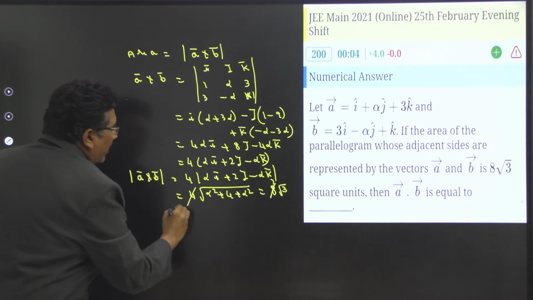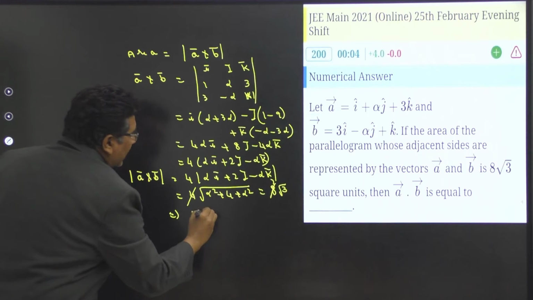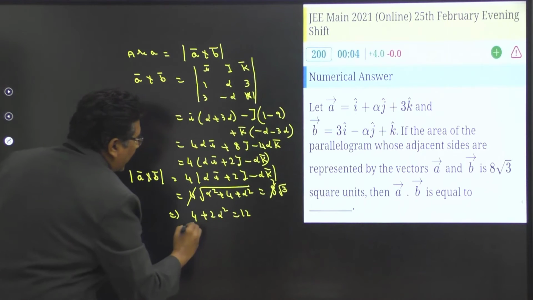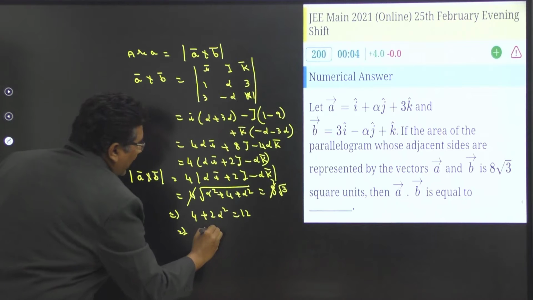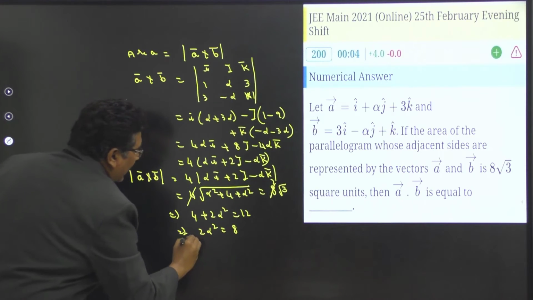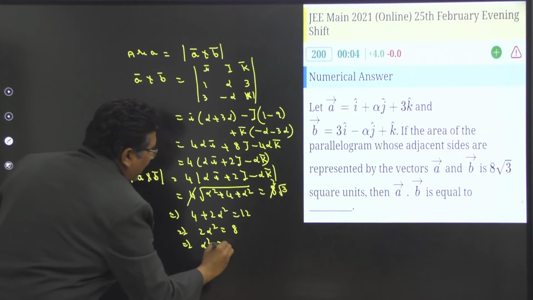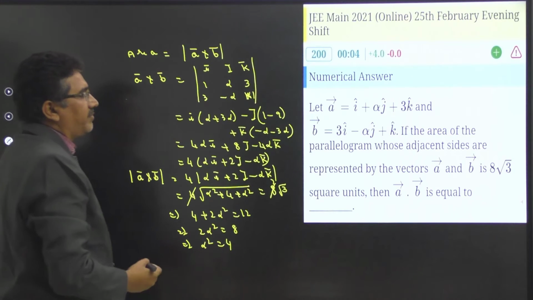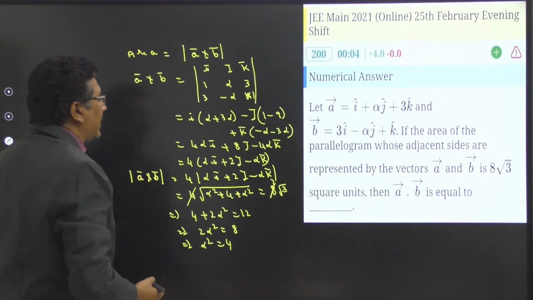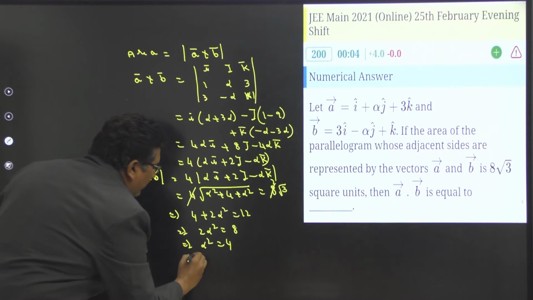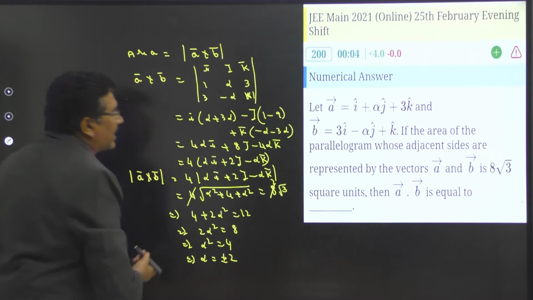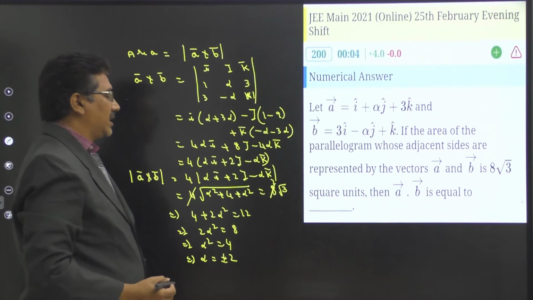Now squaring on both sides, 4 plus 2 alpha square is equal to 12. That implies 2 alpha square is equal to 12 minus 4, that is 8. That implies alpha square is equal to 4. Right, alpha square is equal to 4, that implies alpha is equal to plus or minus 2.